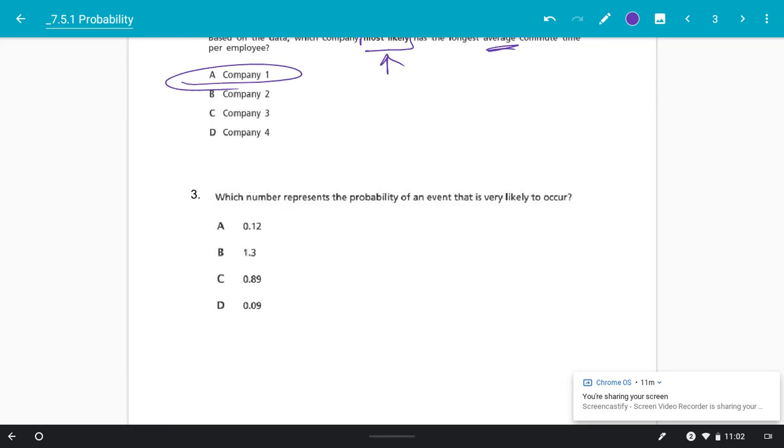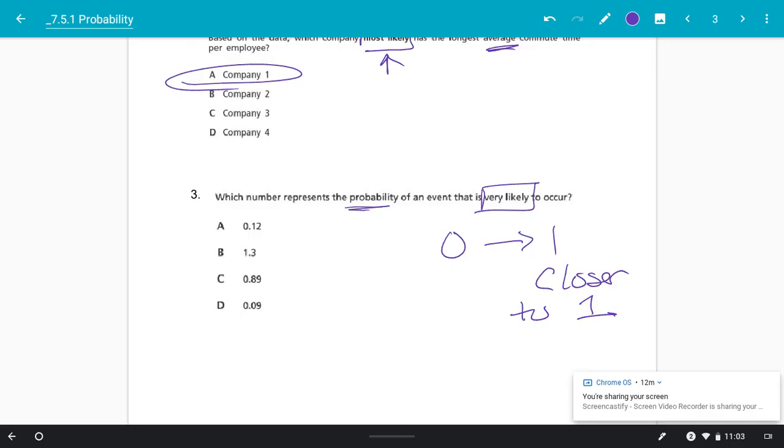All right, which number represents the probability of an event that is very likely to occur? So this one is really straightforward. I love questions like this because what I have to remember is that very likely, on a scale from 0 to 1, is going to be closer to 1. So I want to be between 0 and 1 and closer to 1.